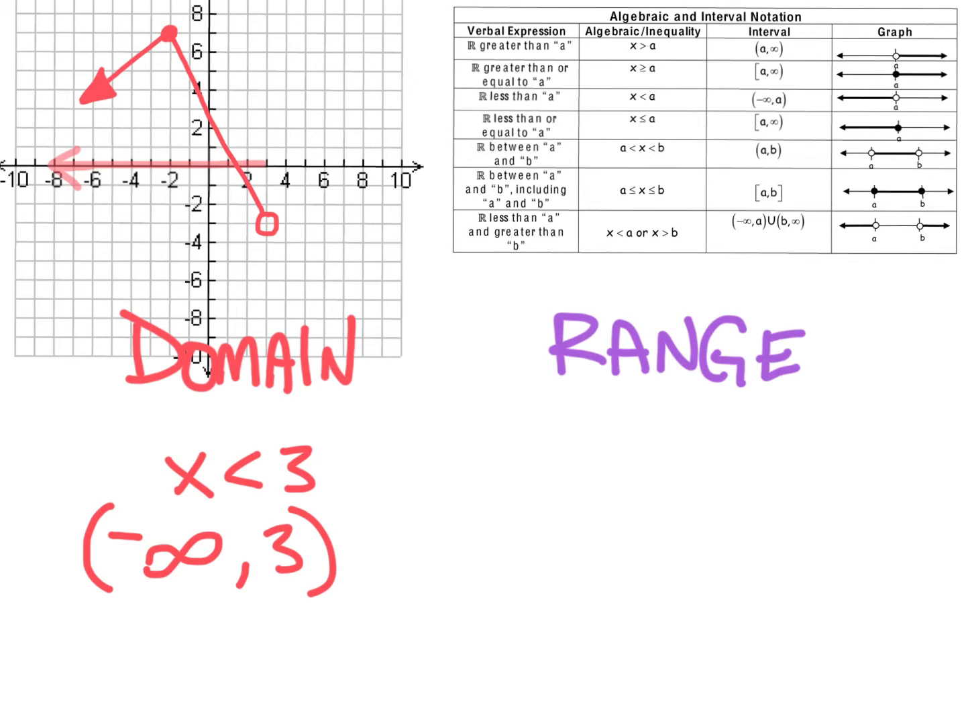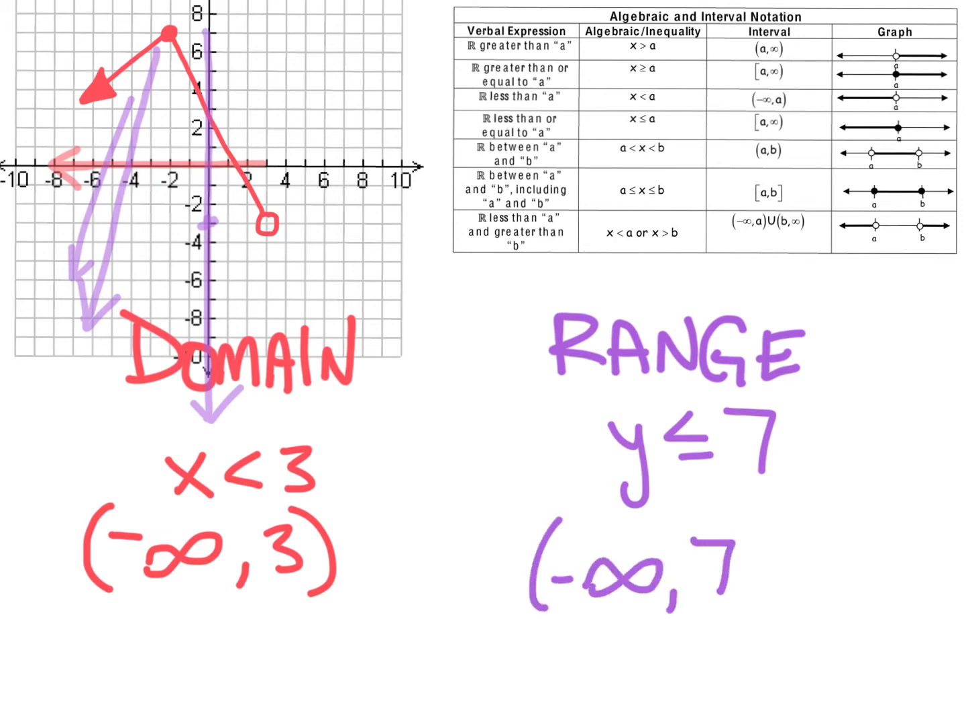Now the range here is a little bit tougher because it's kind of tricky. You want to say that the range starts right here at negative 3. But if you remember, this arrow is always going to go down. So it's just going to keep going down and down and down forever, not at that same slope or anything. So the range actually starts way down at negative infinity as well and goes up to 7. So all of the y values are less than or equal to 7. Or in interval notation, this goes from negative infinity to 7 included.